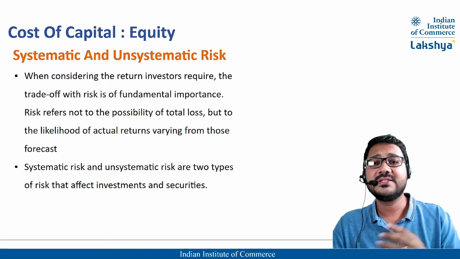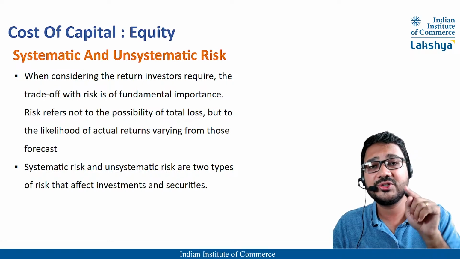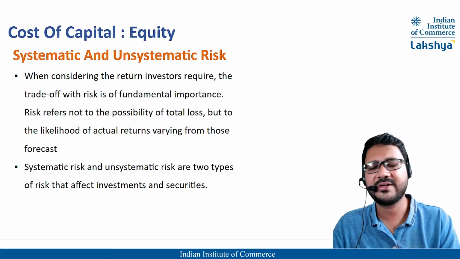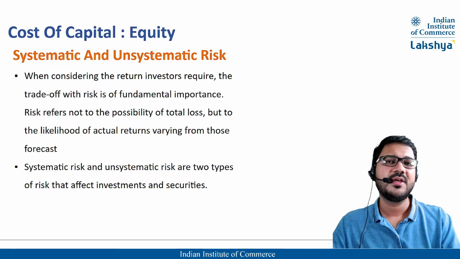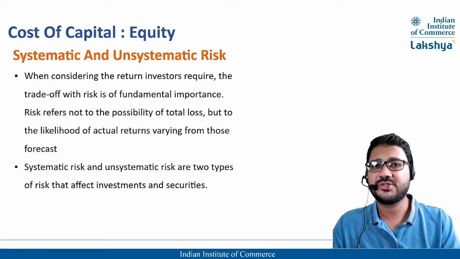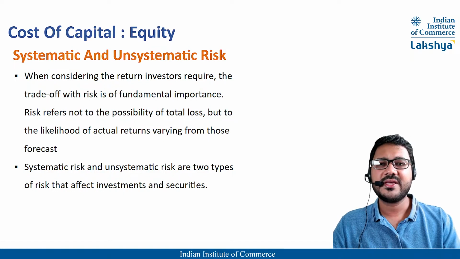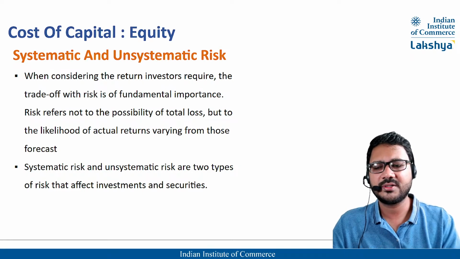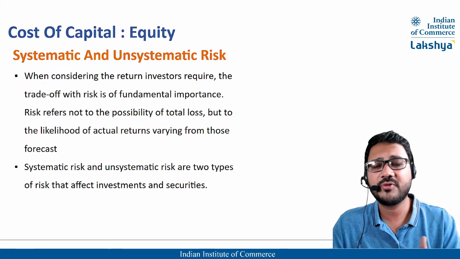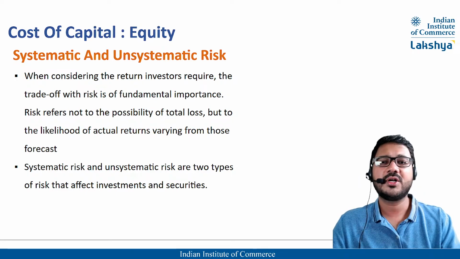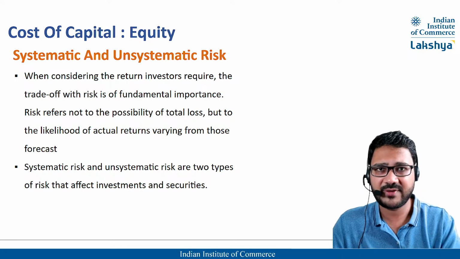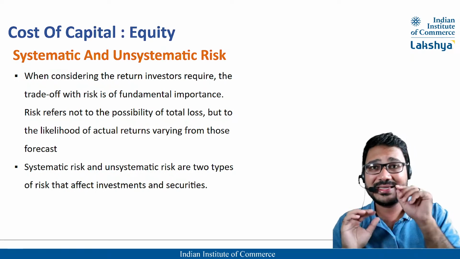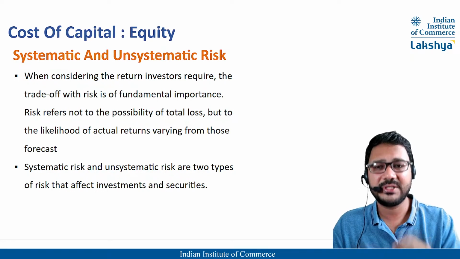Unsystematic risk is not affecting the entire system, it is unique to your company. For example, if one of your company's factories caught fire, or say your debt to equity structure, or say your employee union has gone on strike, or some defective products were manufactured, or there was a product recall, anything like that, so it's specific to your company.